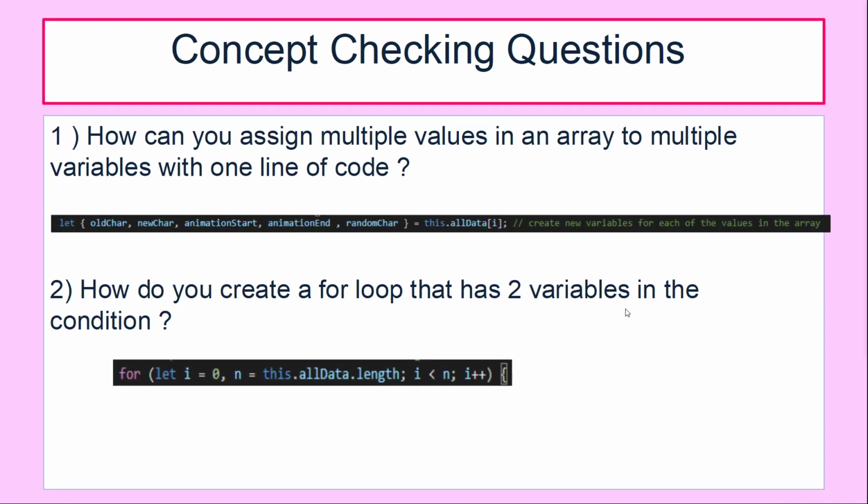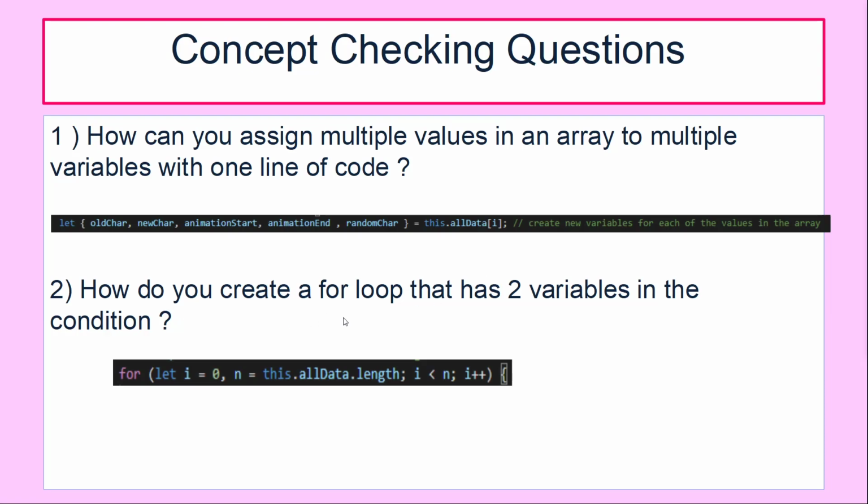So hopefully you've paused the video and answered the questions. Let's go through them. You can assign multiple values in an array to multiple variables with one line of code if you know how many values are in that array. You have to define what kind of variable you want, for example constant, let or var, and then put the brackets, and within the brackets label your variables. You just need to make sure that the number of variables you've created matches the array values.